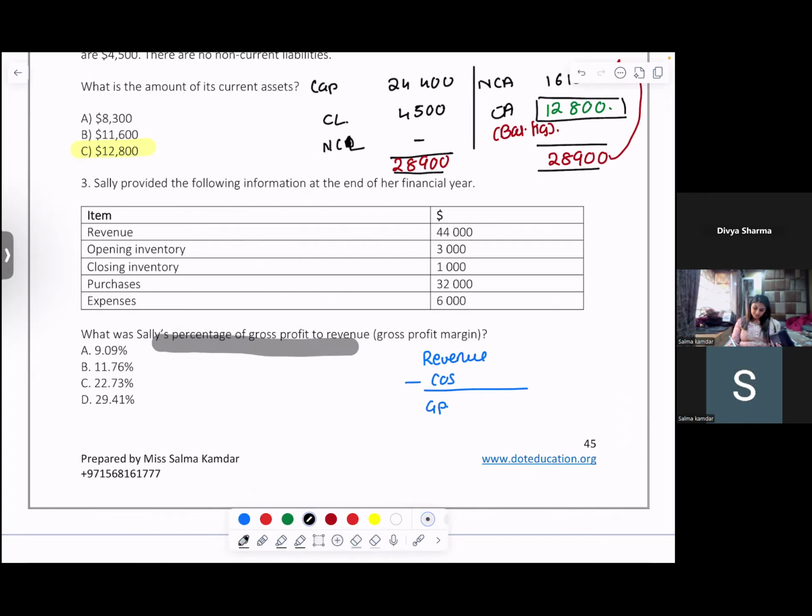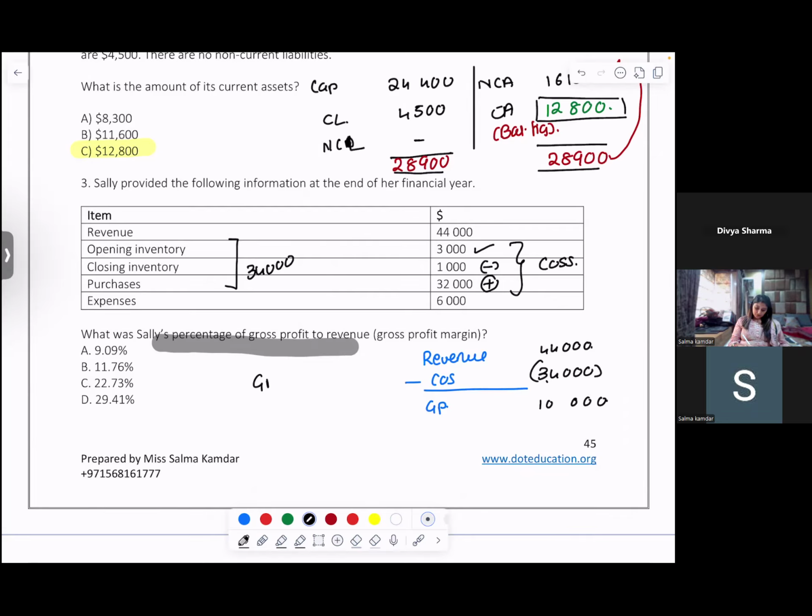Opening inventory 3,000 plus purchases 32,000 minus closing inventory 1,000. So 34,000 plus 3,000 minus 1,000. So cost of sales is 34,000. Then you'll minus this from your revenue, which is 44,000 minus 34,000, which is 10,000, which we have to show as a percentage of the revenue.